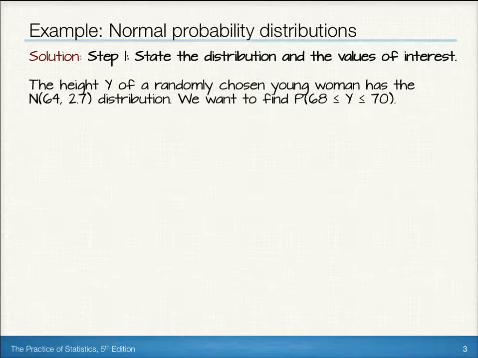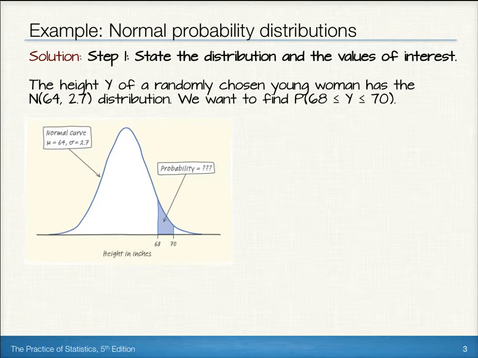Well, step one is to state our distribution and values of interest. As we said, the height y of a randomly chosen young woman has the normal distribution with mean 64 and standard deviation 2.7 inches, and we want to find the probability that that randomly chosen woman is between 68 and 70 inches tall. It helps to sketch the situation here, so we can draw a normal distribution centered at 64 and shade our area of interest between 68 and 70.